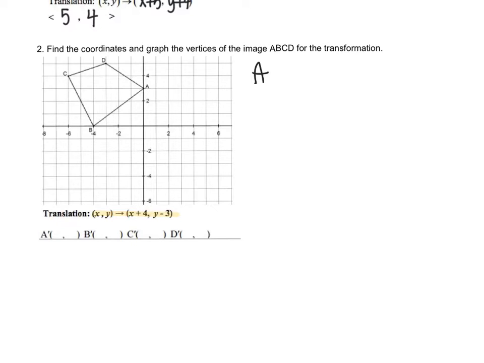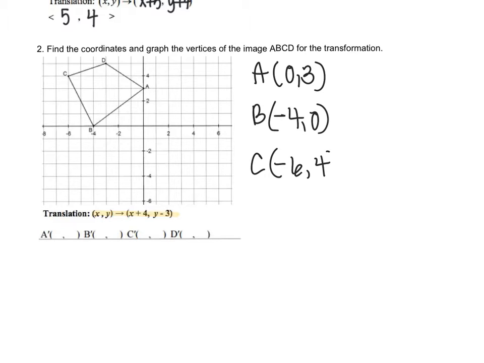A is at the point 0, 3. B is at the point negative 4, 0. C is at the point negative 6, 4. And D is at the point negative 3, 5.